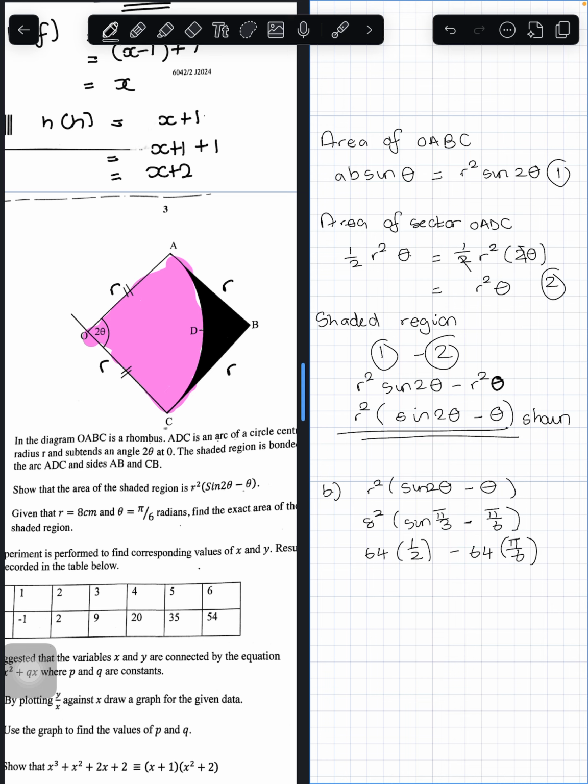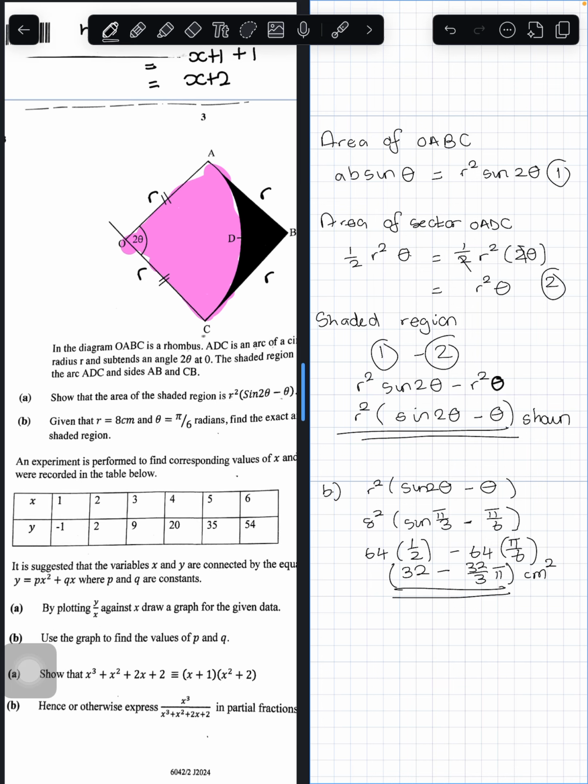So what happened here is I distributed the 64. So what is half of 64? Half of 64 is 32 minus 64 times 1 over 6. So what are you getting? 32 over 3. So it's 32 over 3 pi. Right, so this one is exact. Okay, so we have our units there. You can just have everything in brackets, square, centimeters. Okay, right, then we're almost done with our section A.